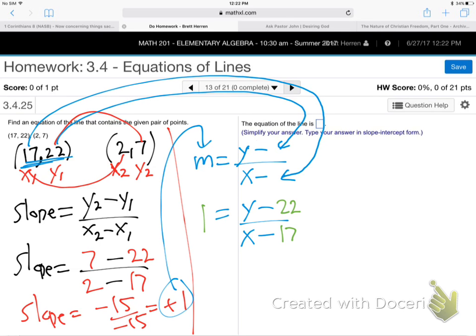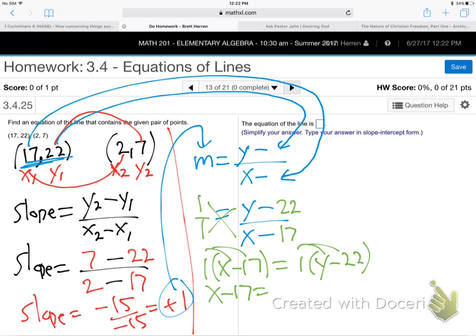Cross multiply. Put that 1 over 1, huh? You go diagonal, diagonal. Can you do that? Go ahead and carry that out. Cross multiply. So go 1 times x minus 17, 1 times y minus 22. Is that good? And then distribute. And distribute. We get to there. Let me bring it up here.